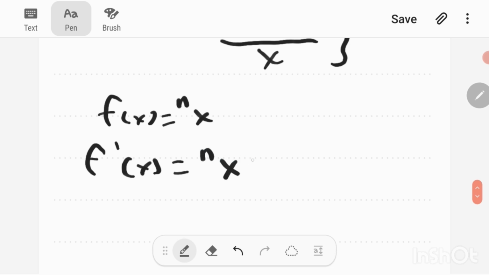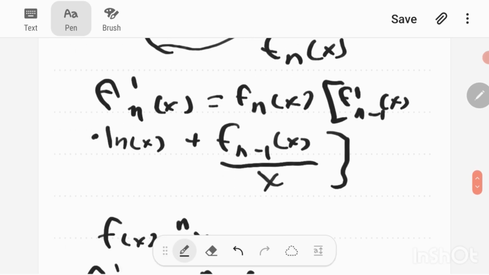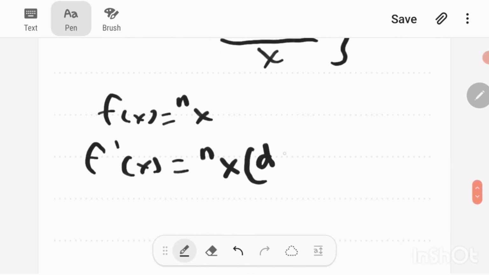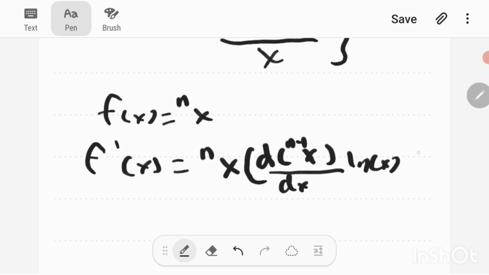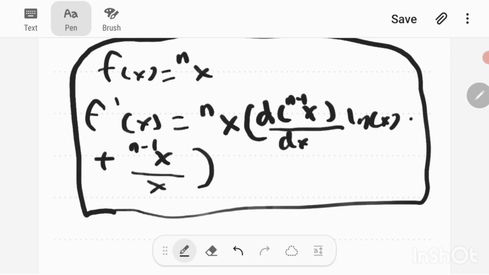f prime of x is equal to x tetrated to n times the derivative of x tetrated to n minus 1 times ln of x. Let's get the exact formulation there. The x tetrated to n minus 1, that's clear, that's kind of legible, in terms of x, ln of x plus the actual value of x tetrated to n minus 1, which I think I should just write down here. The actual value of x tetrated to n minus 1 divided by x. And this is our derivative for x tetrated to n.